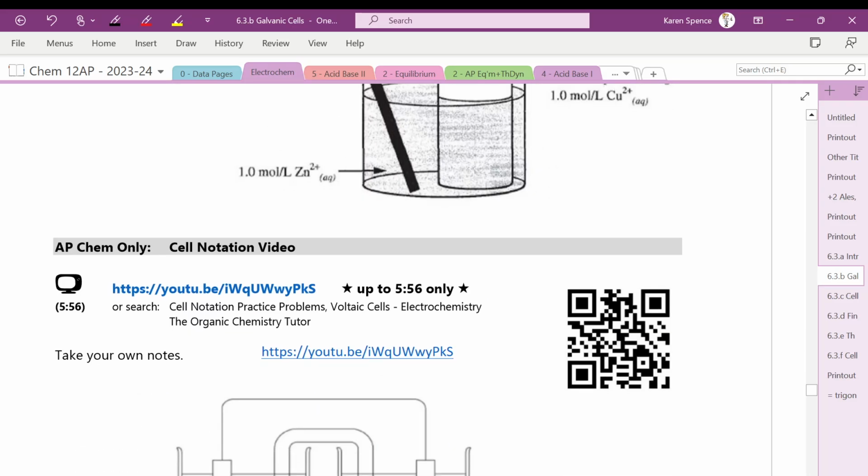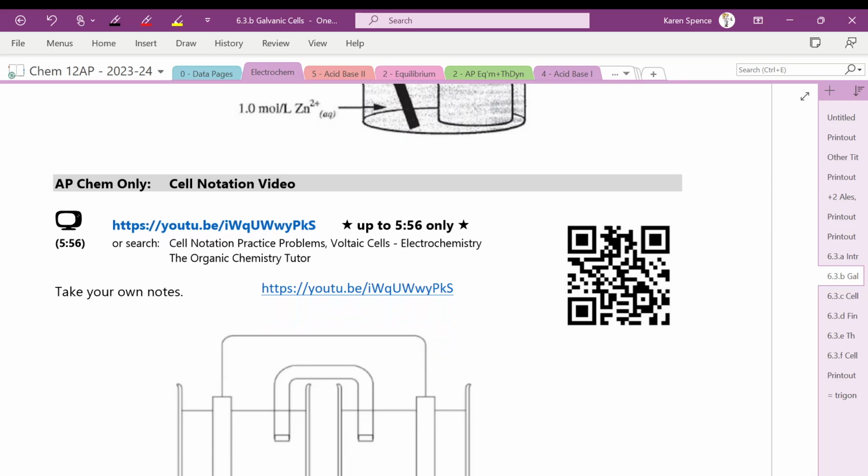If you are interested in learning more about cell notation, it is here. Okay.